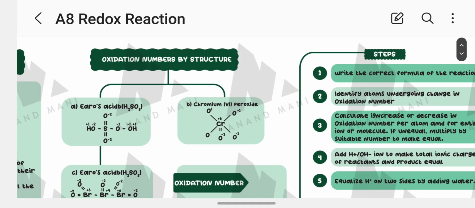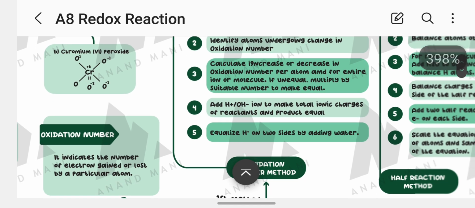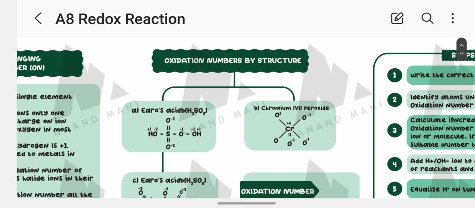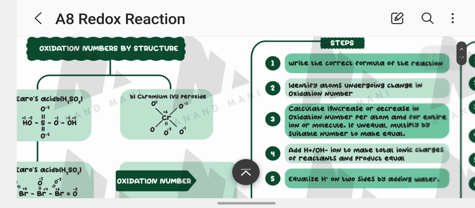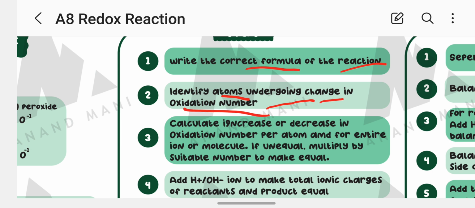As far as we are concerned, we have different steps while doing the oxidation number method, which we have done on the left side, oxidation number by structure. So first of all, we will write the correct formula of the reaction. Then we will identify atoms undergoing change in oxidation number, and we have to calculate the increase or decrease in oxidation number per atom and for the entire ion or molecule.